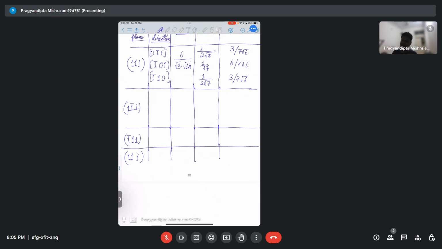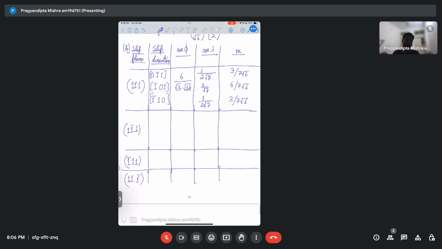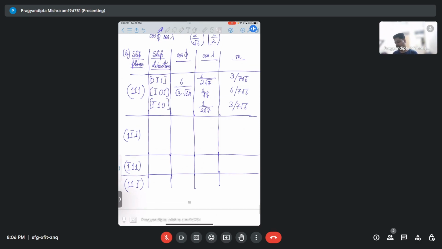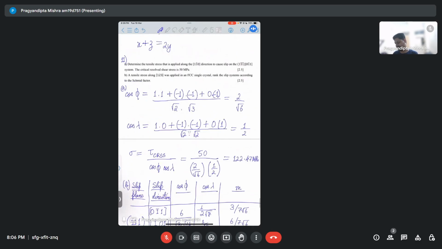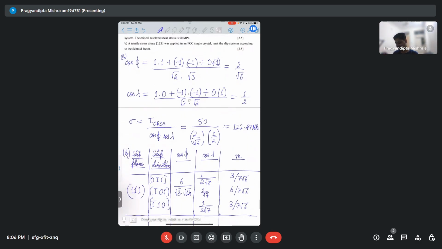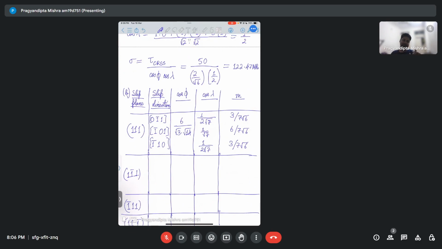Similarly, each slip plane will have 3 directions. You have to find them for each case, then find the Schmid factor for each case, and then rank them according to decreasing or increasing Schmid factor. I hope you have understood how to do it. I don't have to show you each case, but you have to do it like that. Find the dot product with 1, 2, 3, because 1, 2, 3 is the tensile stress direction they have given, and then you can find cos phi and cos lambda using that, and then find the individual Schmid factor by multiplying cos phi and cos lambda.